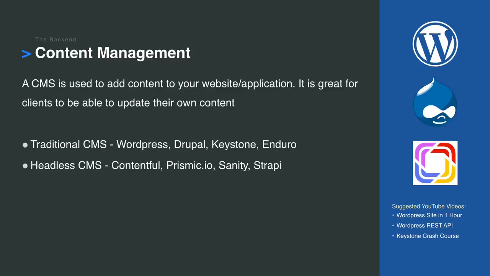So some examples would be Contentful, Prismic.io, Sanity, Strapi is a Node.js-based headless CMS, and you can even use WordPress because WordPress has a REST API built in, and you can build your front end with React or whatever, even vanilla JavaScript, and you can use WordPress as just the content management system, not as the front end, I guess.